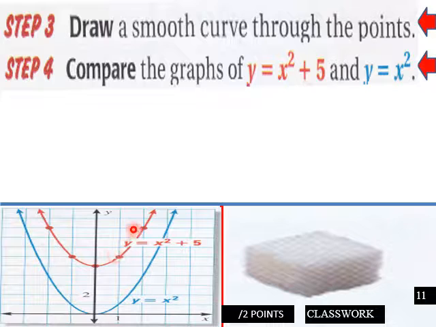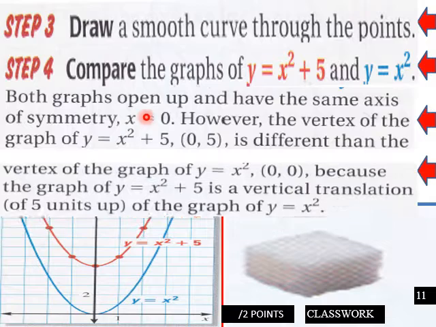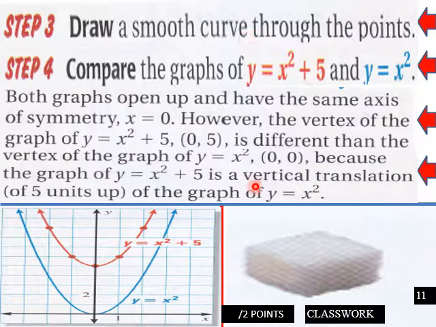We did that here. Compare the graphs of y equals x squared plus 5 and y equals x squared. Both graphs open up because the coefficients are positive, positive 1, positive 1. However, the vertex of this one is at 0, 5, starts here, because the graph is a vertical translation of 5 units up of the graph of y equals x squared.